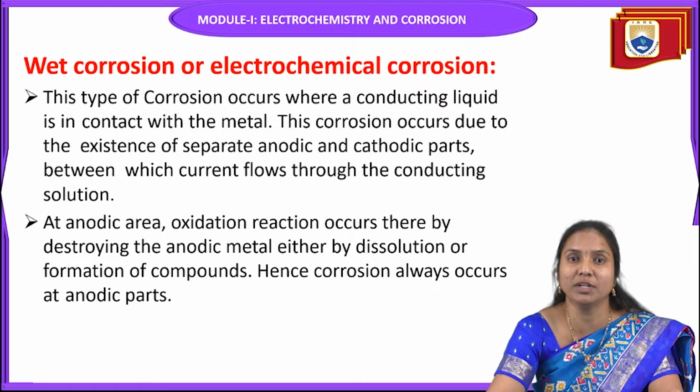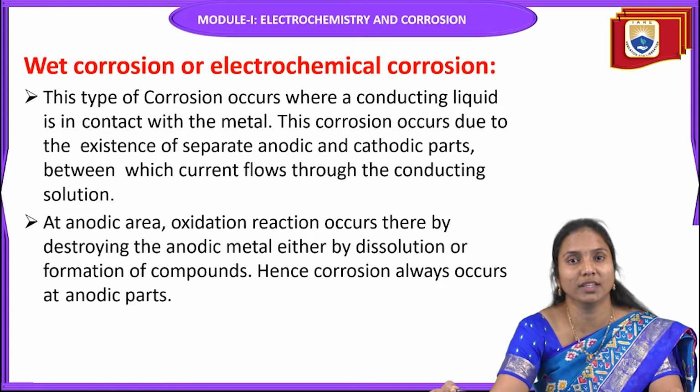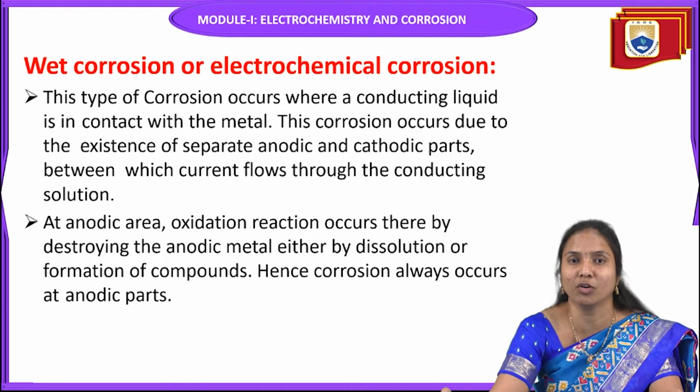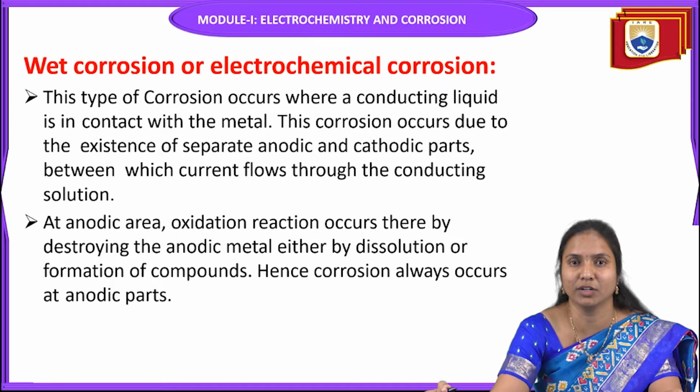Generally, metals are available in nature in the form of metal compounds. But for our own needs, we extract the metal from these compounds. The natural tendency of the metal is always to convert back into its original form, that means mineral compound or ore combination. This process is also called corrosion. That means the reverse of extraction of metals is called corrosion.